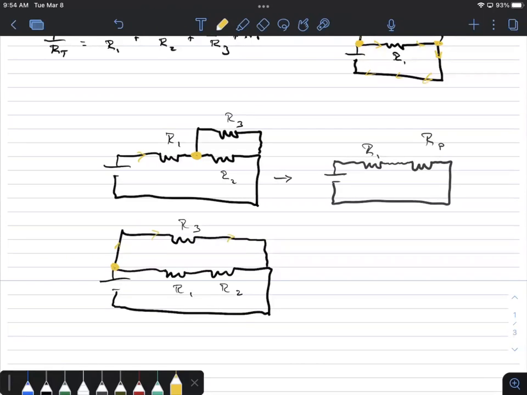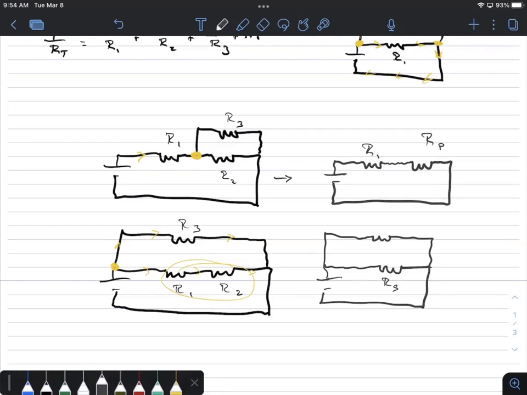Or if it goes to the bottom branch, what would happen? Well, it would hit R1 and then have to hit R2. Once it hits R1, there's no choice but to hit R2. So I know R1 and R2 must be series. So I would connect R1 and R2 in series first, combine them together. When I do that, I would have a new circuit where that bottom branch I've combined into one single resistor, which I'll call R series. And the top branch is still sitting there because I haven't messed with it yet. That's still R3.